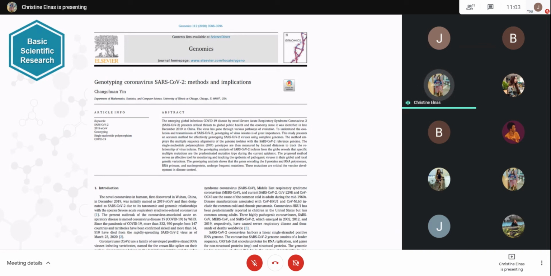So the proposed method serves as an effective tool for monitoring and tracking the epidemic of pathogenic viruses in their global and local genetic variation. This genotyping analysis also shows that the genes encoding the S proteins and the RNA polymerase, as well as the RNA primase and nucleoprotein, undergo frequent mutations. And lastly, these mutations are critical for vaccine development and disease control.